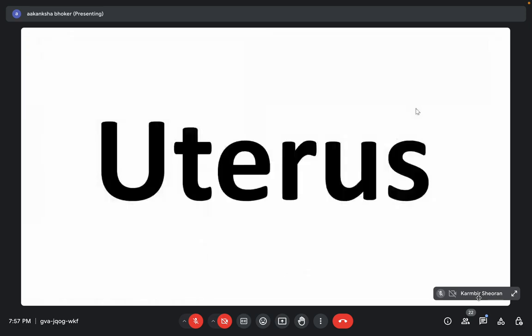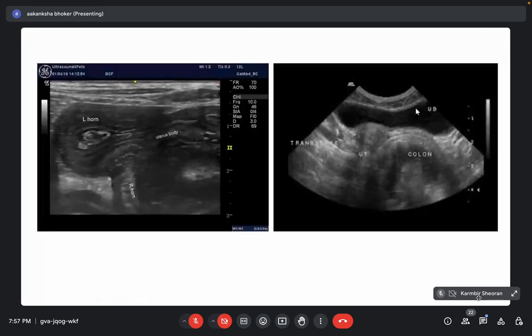Coming next to the uterus. Whenever we are scanning the uterus, we can see it in transverse section. This is the urinary bladder. Below this we can see the colon, and somewhere in between the urinary bladder and colon we can see the uterus. This is a cross section of the uterus, generally not seen in a nulliparous bitch or a bitch which is in anestrus.